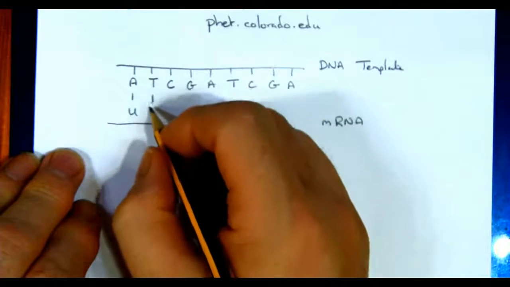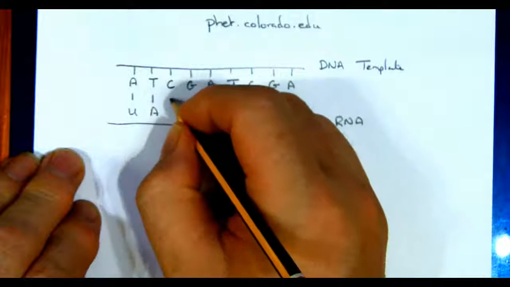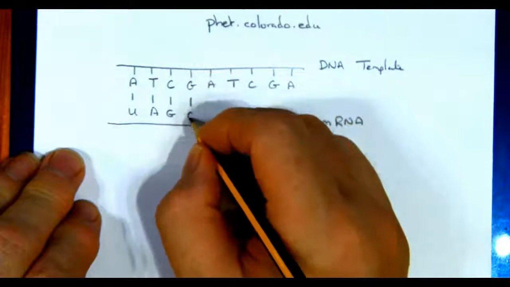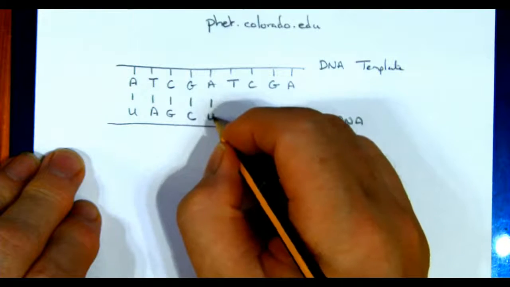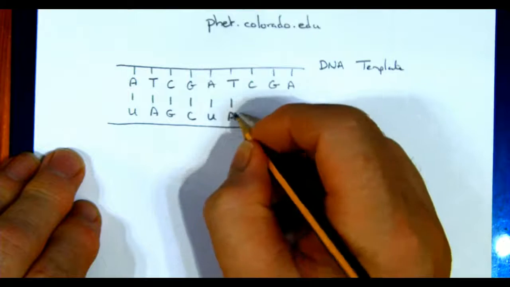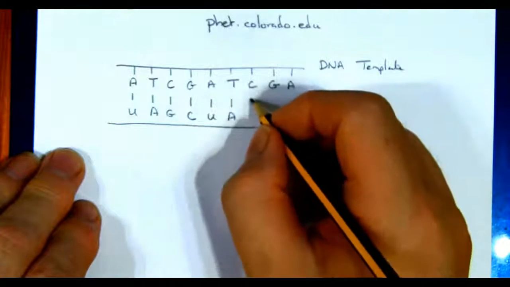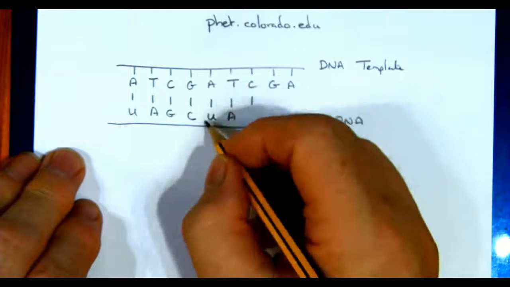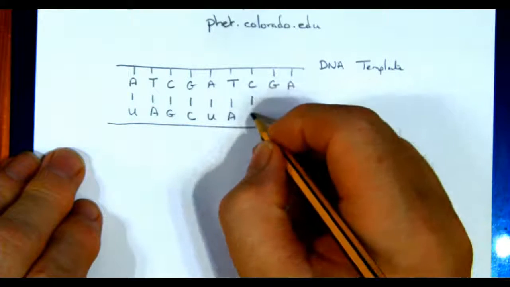For the T, we're going to get A. The C, we're going to get G. G, we're going to get C. So we've just got here our thymine replaced with a very, very similar looking base, uracil.